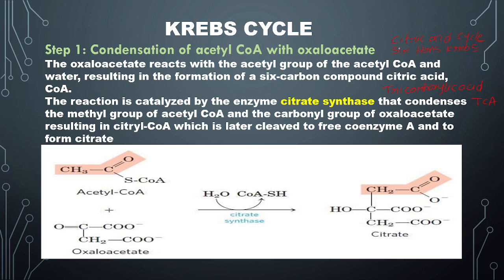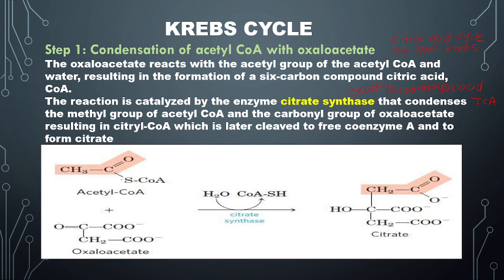It has three names: citric acid cycle. The first formed product is citric acid, hence named as citric acid cycle, and it was discovered by the scientist Sir Hans Krebs, hence known as Krebs cycle. And it is also called tricarboxylic acid cycle, TCA cycle, because citric acid contains 3 carboxylic acid groups. We will discuss the first reaction, that is condensation of acetyl coenzyme A with oxaloacetate.